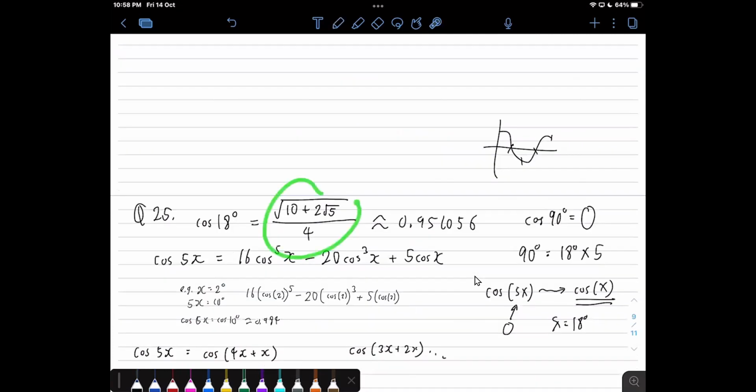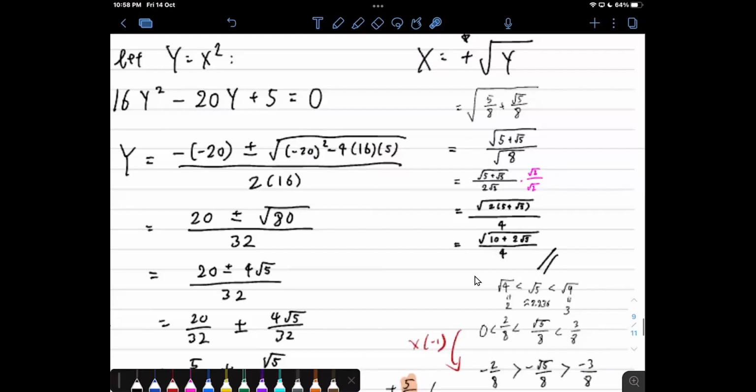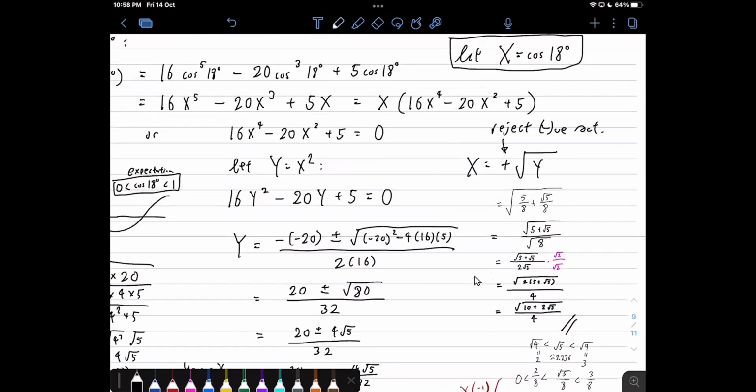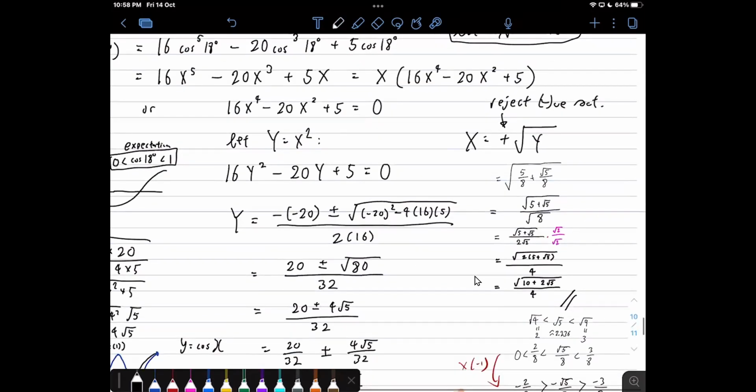Yay! You see that? Do you see that? So much work just to get the exact value. Totally different from the 30, 60, 90 and 45, 45, 90 triangles, right? The exact values. Do you see that? Totally different approach.